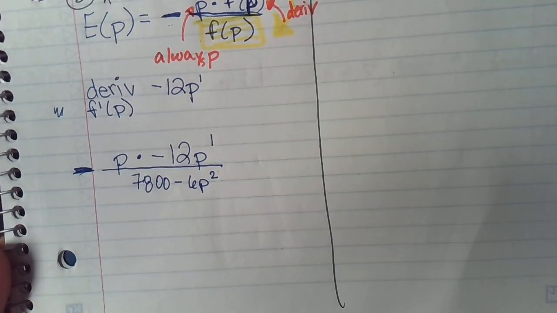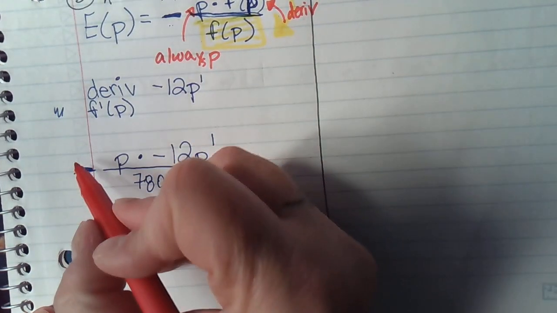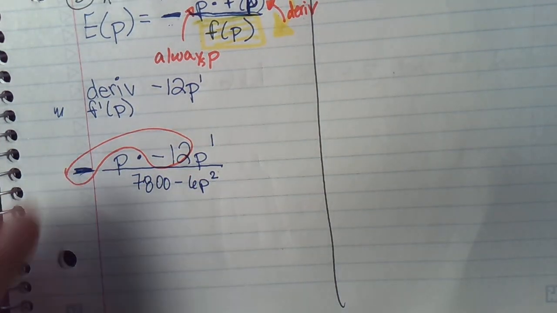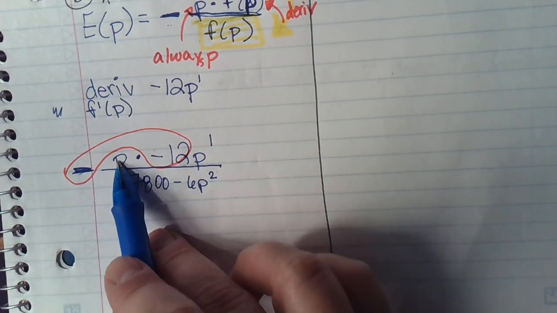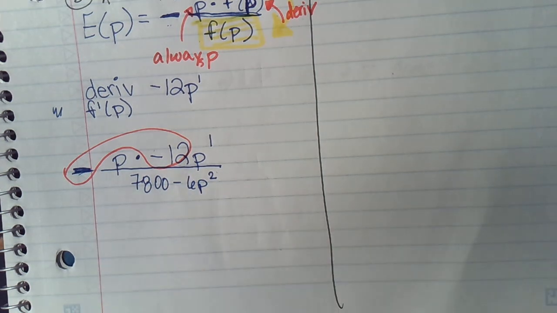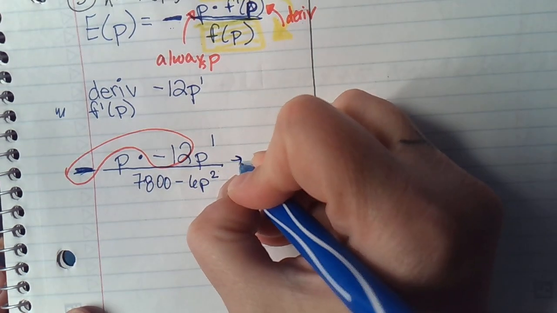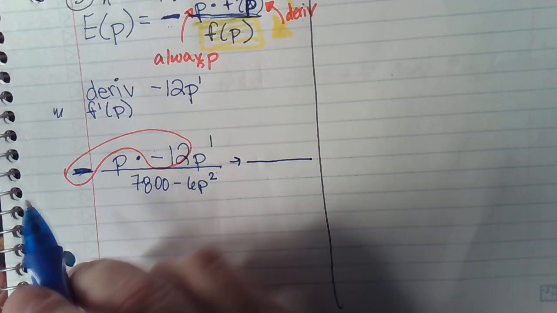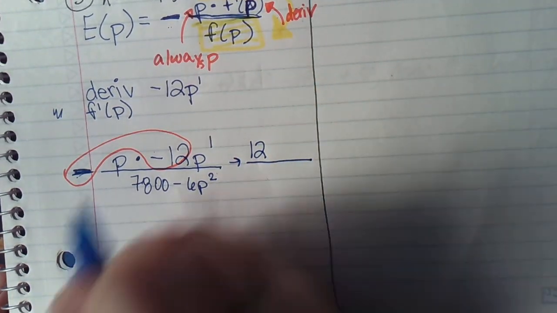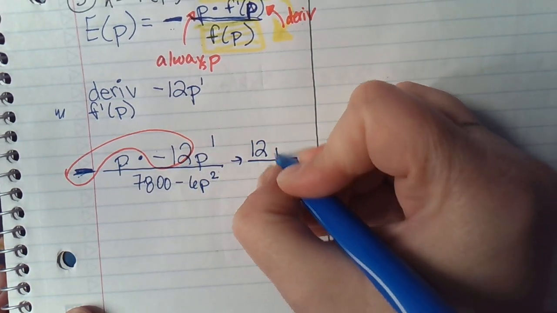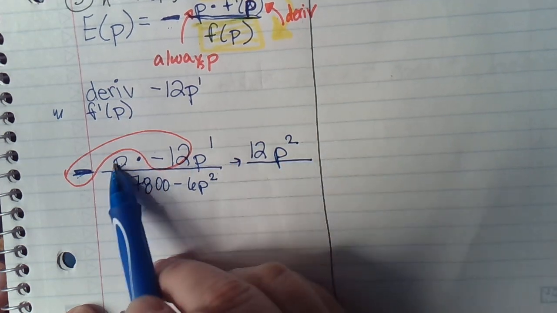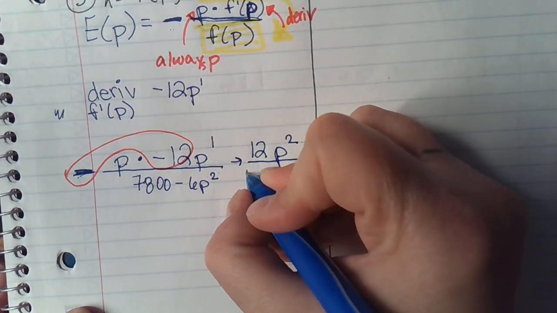The next thing we're going to do is clean up. The way we're going to clean up is negative times this negative 12, because on the top, it doesn't say P minus 12, it says P multiply. So let's go ahead and multiply. This negative times negative 12 makes positive 12. Then P times P makes P squared, because it times itself is squared. And then let's keep all that stuff on the bottom.